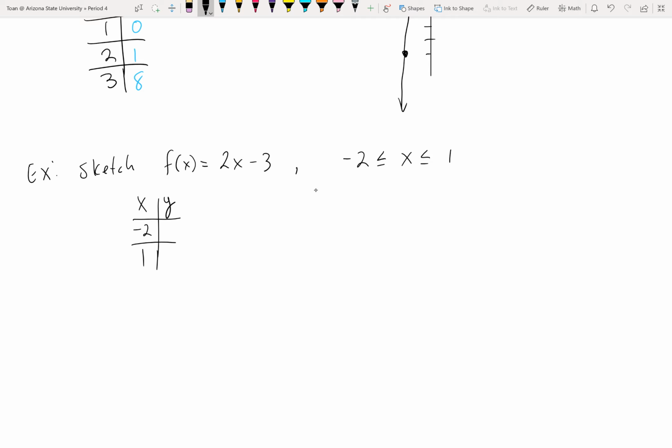If it wasn't a line, if it was something more complicated, I would do the full gambit of all the x values. But in this case, we can be lazy and take a shortcut. So plug in a -2, you get a -7. Plug in a 1, you get a -1. Then you go ahead and graph it.